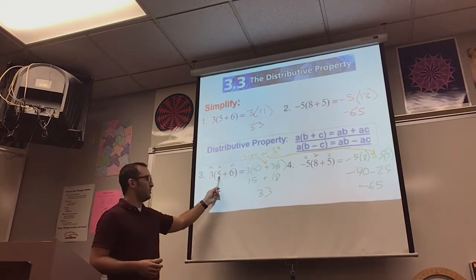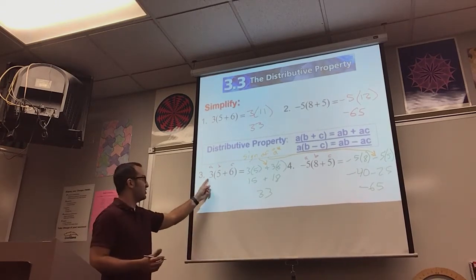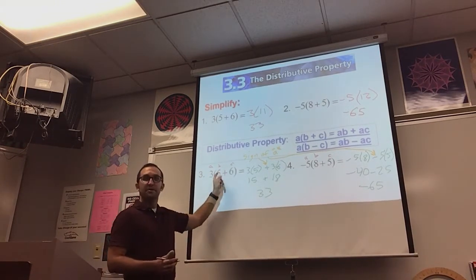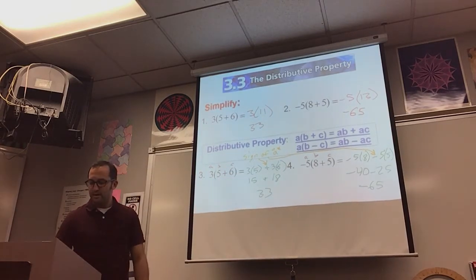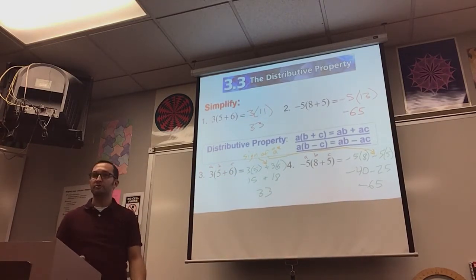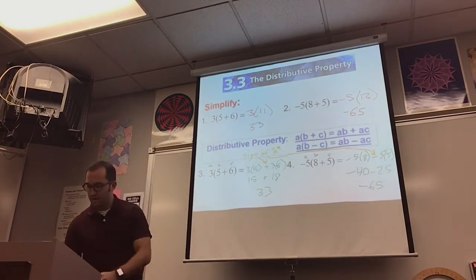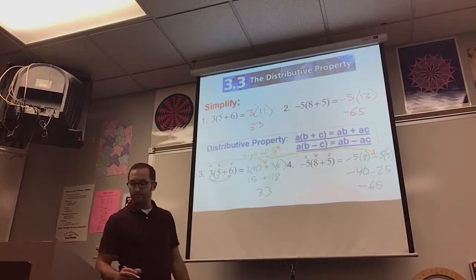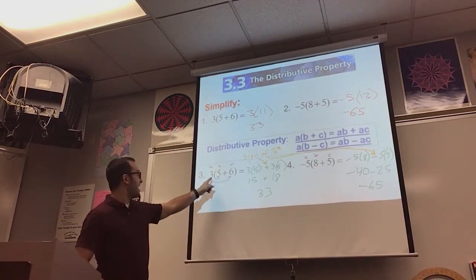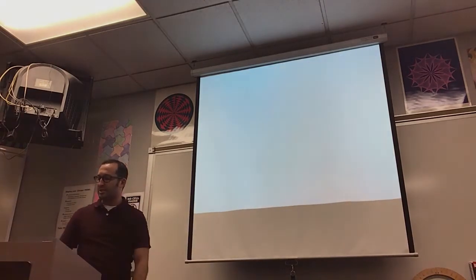What if this was a variable? Could I do x plus 6 and combine them? No, but what could I do? 3 times x and 3 times 6. This idea, a lot of times people draw arrows. The thing to be careful with when you draw your arrows is that A keeps its sign. All right? So let's take a look at some of these.